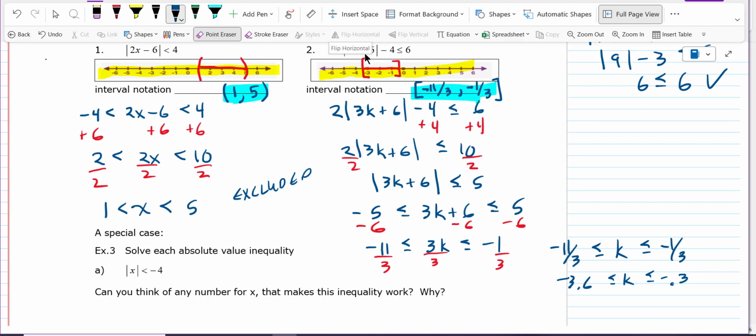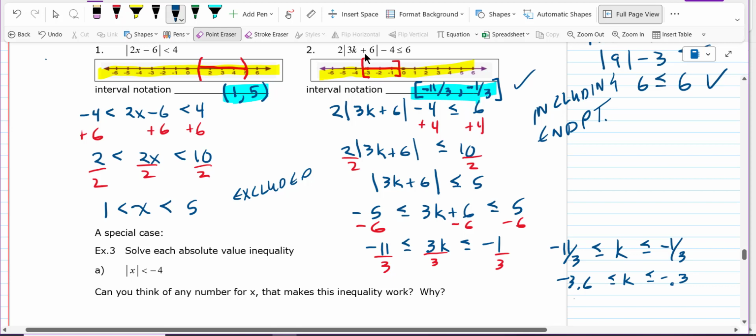Okay, so you would have ended up getting -11/3 ≤ k ≤ -1/3. And on the calculator, it's really -3.6. So my graphical solution looks like this, between -3.6 and -0.3 approximately. And then there's your interval notation. Make sure you got brackets. You are including the endpoints on this particular problem. Okay, so hopefully everybody did well on that.